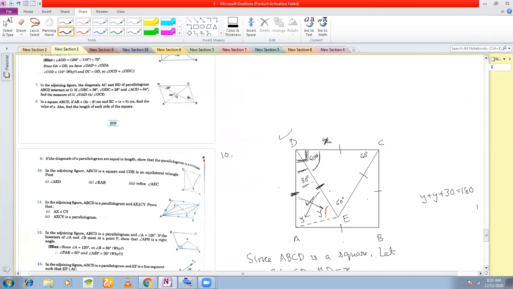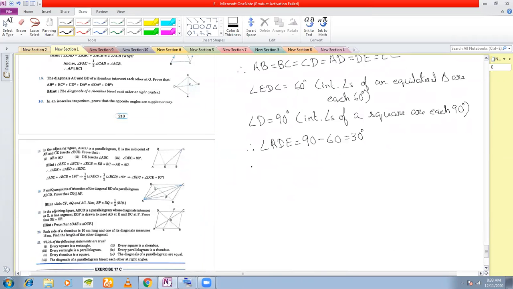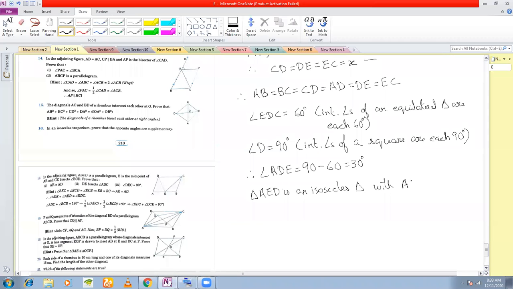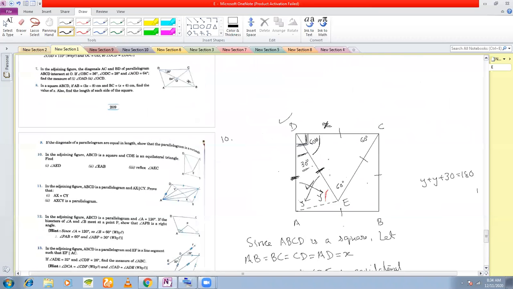Now we realize that triangle AED is an isosceles triangle, with which sides equal? With AD equal to ED. Therefore, which two angles are equal in this triangle? Angle DAE is equal to angle DEA. Agreed? This is the angle that I have taken as Y.